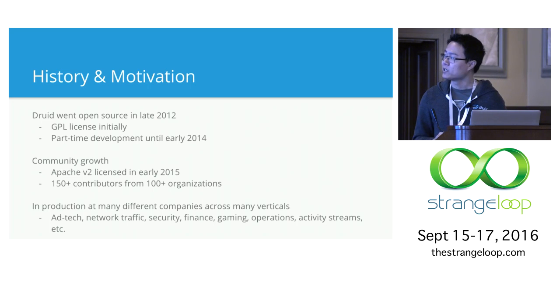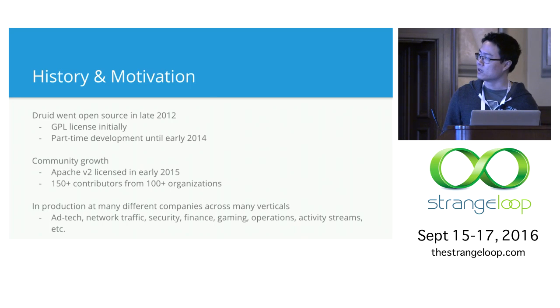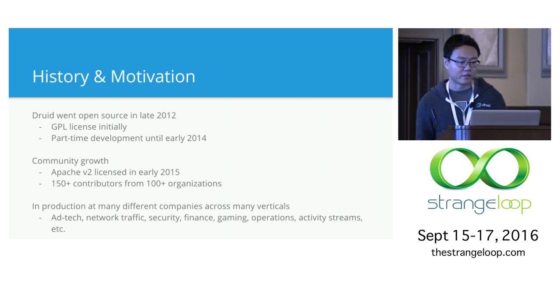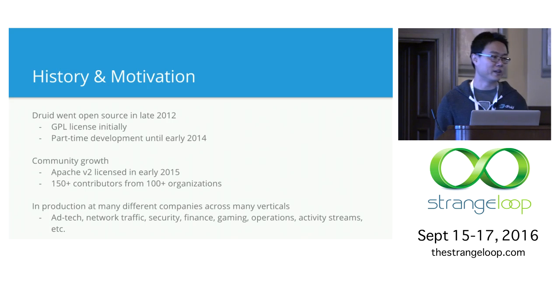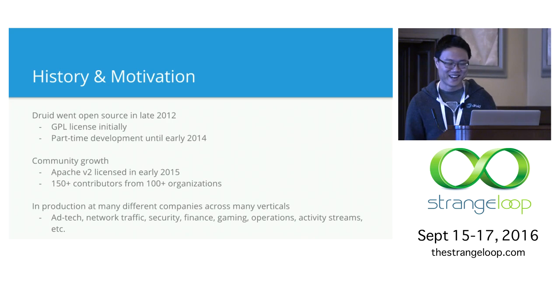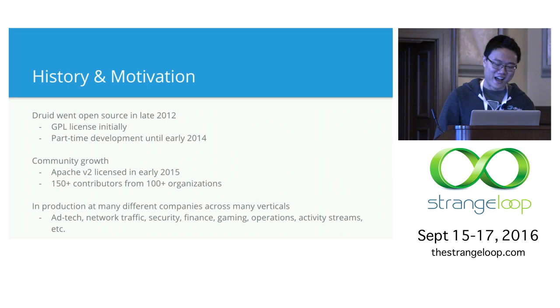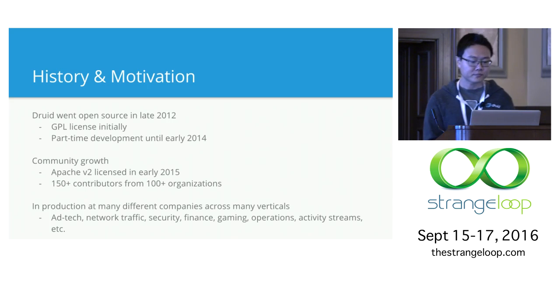So this project, having started in 2011, was actually initially open sourced in late 2012. The first license that was chosen was GPL. And if you ever do an open source project, GPL is not a great choice for an open source license. Everyone has problems with it. The project grew slowly, and it was sort of part-time development at this advertising company until about early 2014.